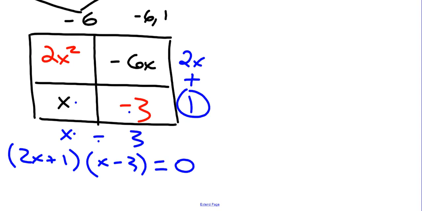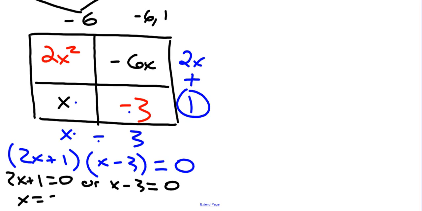All right, so let's solve this one. 2x plus 1 equals 0, or x minus 3 equals 0. My solutions are going to be x is negative 1/2 or x equals 3.